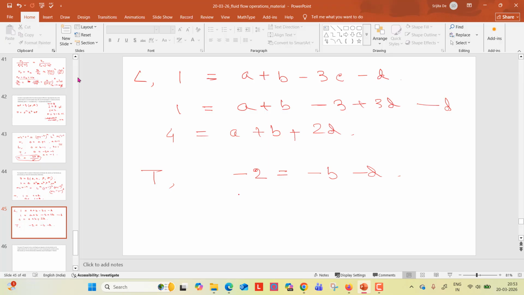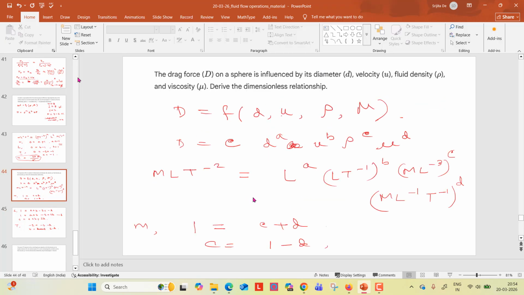So B will be 2 minus D, sorry, B will be 2 minus D. So if you put that B here, or in the first case, what was the combination? 1 minus C equals 1 minus D, right? Yeah.